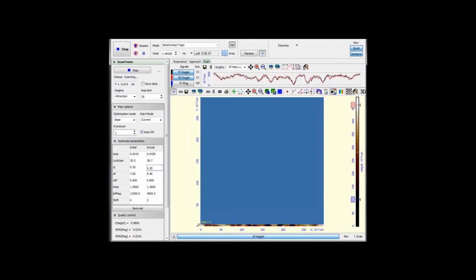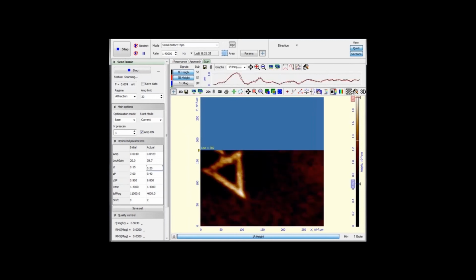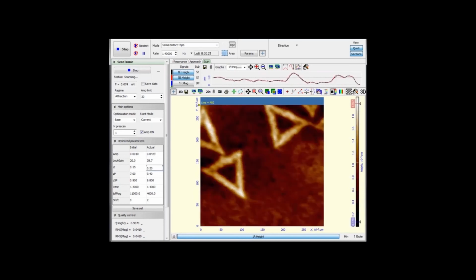Initially, the first several scan lines are used to adjust these parameters, and then the whole scan is completed, and we get a quite nice result and a high resolution image of the DNA origami. In this example, the scan size is 300 by 300 nanometers.